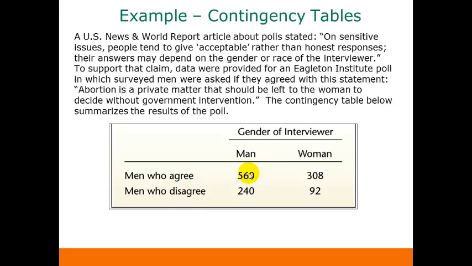So for example, this 560 here is the number of men who agreed with the statement when they were interviewed by a man. The 308 is the number of men who agreed with the statement who were interviewed by a woman, and so on.